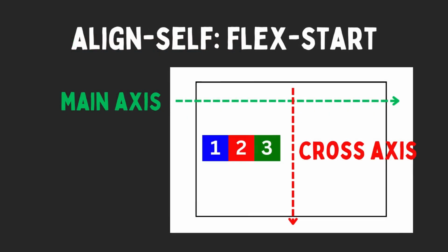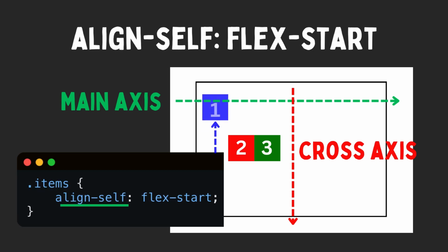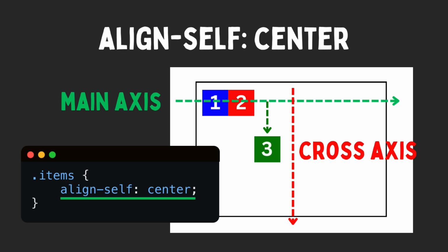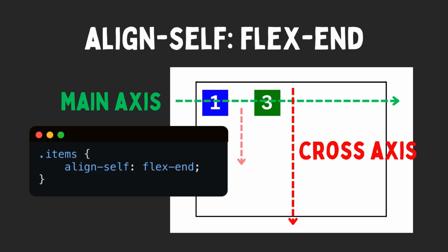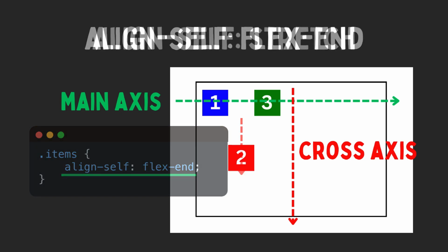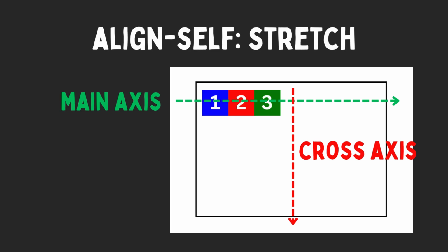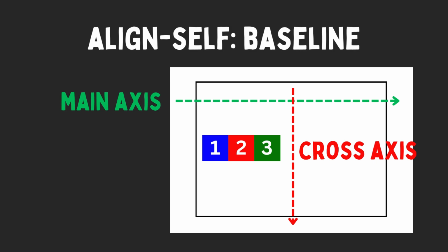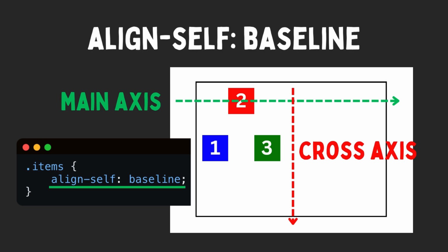To align just one item at the start of the cross axes, use align self flex start. Want to center a single item? Use align self center. For alignment at the end of the cross axes, use align self flex end. And if you want a single item to stretch while others don't, you can set its align self to stretch. And just like align items, you can use align self baseline to align a single item based on its text baseline.